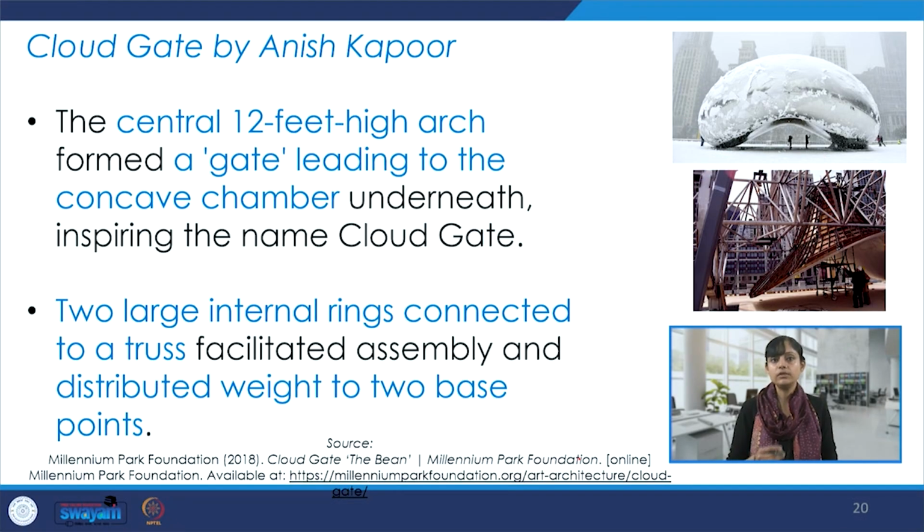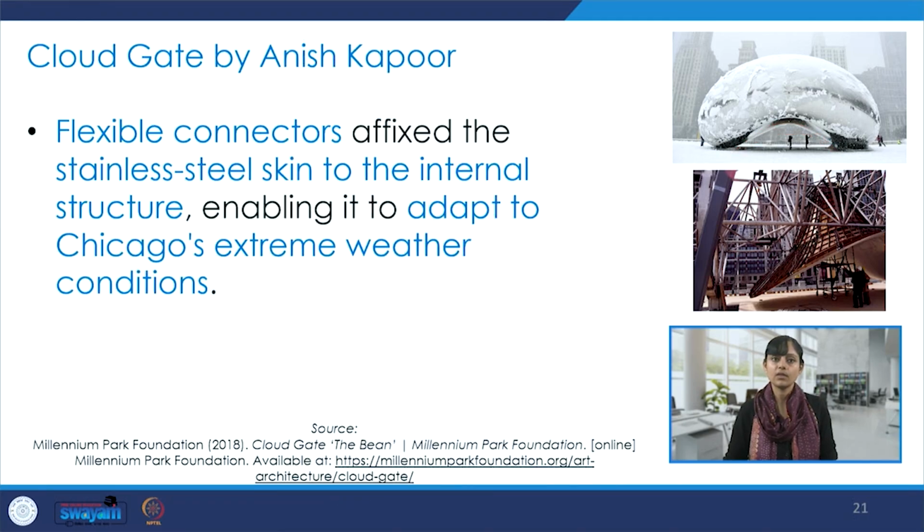The central 12 feet high arch formed a gate leading to the concave chamber underneath, inspiring the name Cloud Gate. Two large internal rings connected to a truss facilitated the assembly and distributed weight to two base points. Flexible connectors affix the stainless steel skin to the internal structure, enabling it to adapt to Chicago's extreme weather conditions.